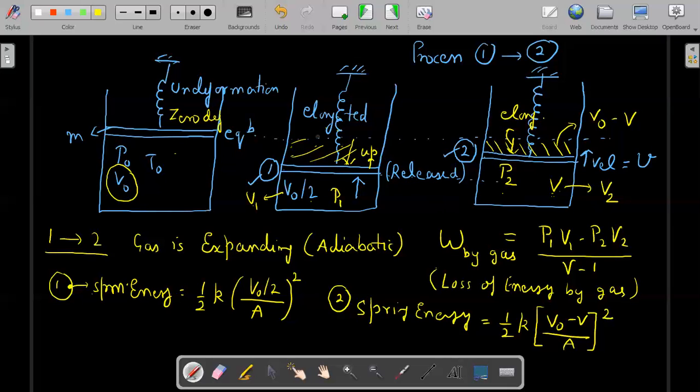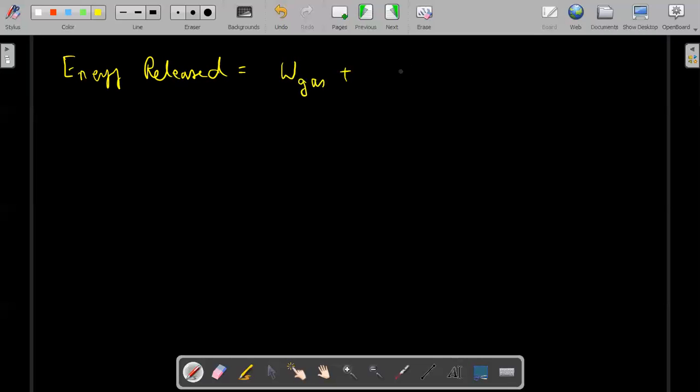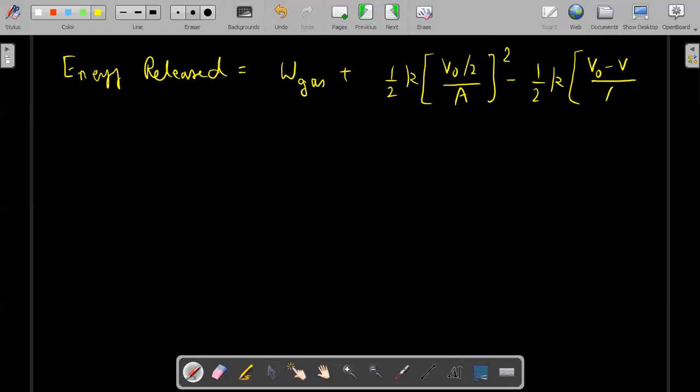So total energy released in this process will be the work which is done by the gas plus half K, initial energy of a spring was V naught by 2 divided by A square, minus half K, and here it was V naught minus V divided by A square. This is the difference of initial energy and final energy of a spring. So this much energy is being released.